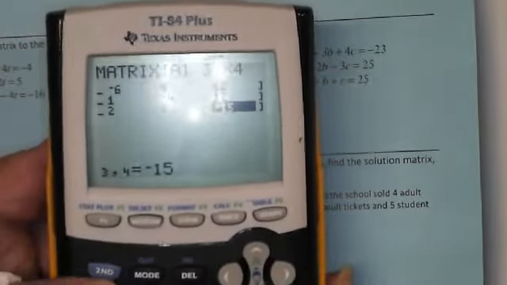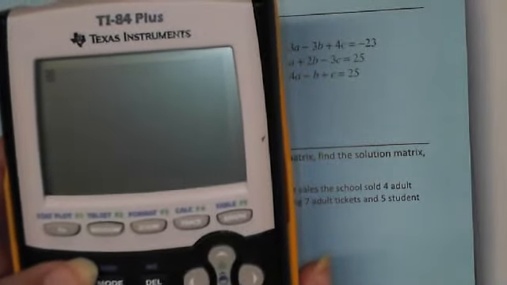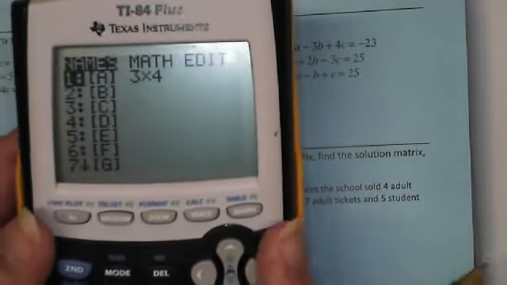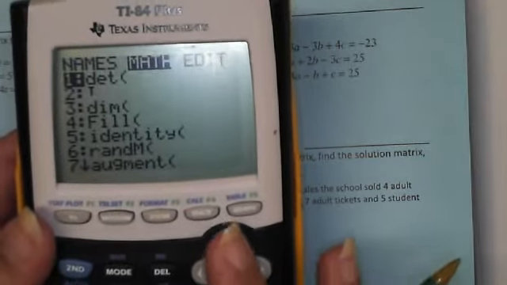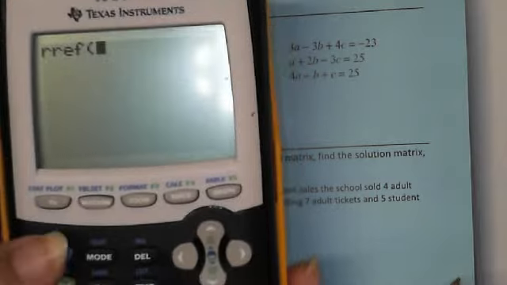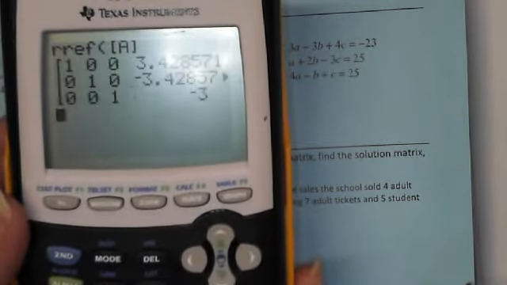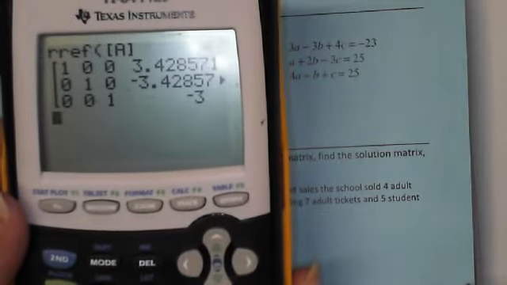So now that everything's in, you have to quit. So second mode, quit. And then you got to tell it to calculate. So second matrix, you scoot to the right for math, and you're going to go up or down to B, hit enter. Then you got a second matrix, tell it which one, the A, enter, and there's your matrix.